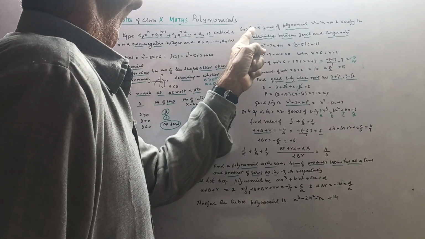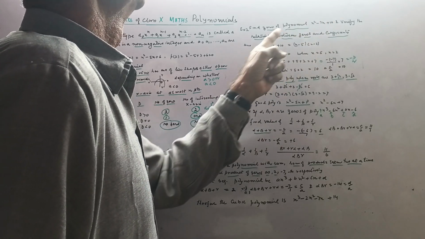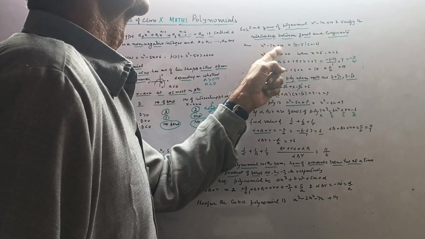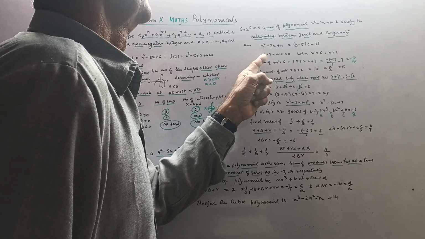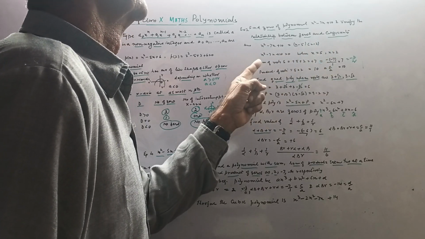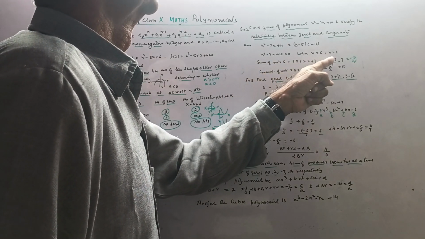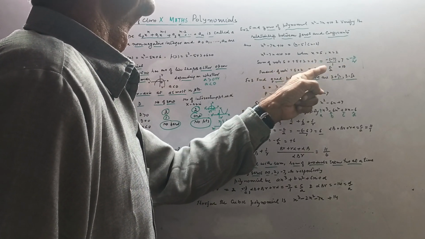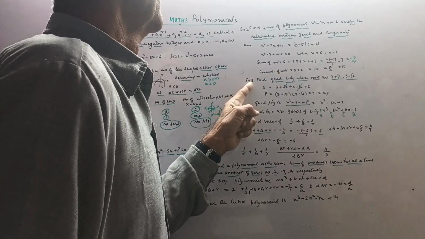Now example here, find zeros of polynomial x square minus 7x plus 10 and verify relationship between zeros and coefficients. X square minus 7x plus 10 equal to (x minus 5) into (x minus 2). Now x square minus 7x plus 10 equal to 0 when x is equal to 5 or x is equal to 2. Sum of the root 5 plus 2 that is 7, minus b over a that is 7. Product of the root is 5 into 2 that is c over a that is equal to 10. It is verified here.